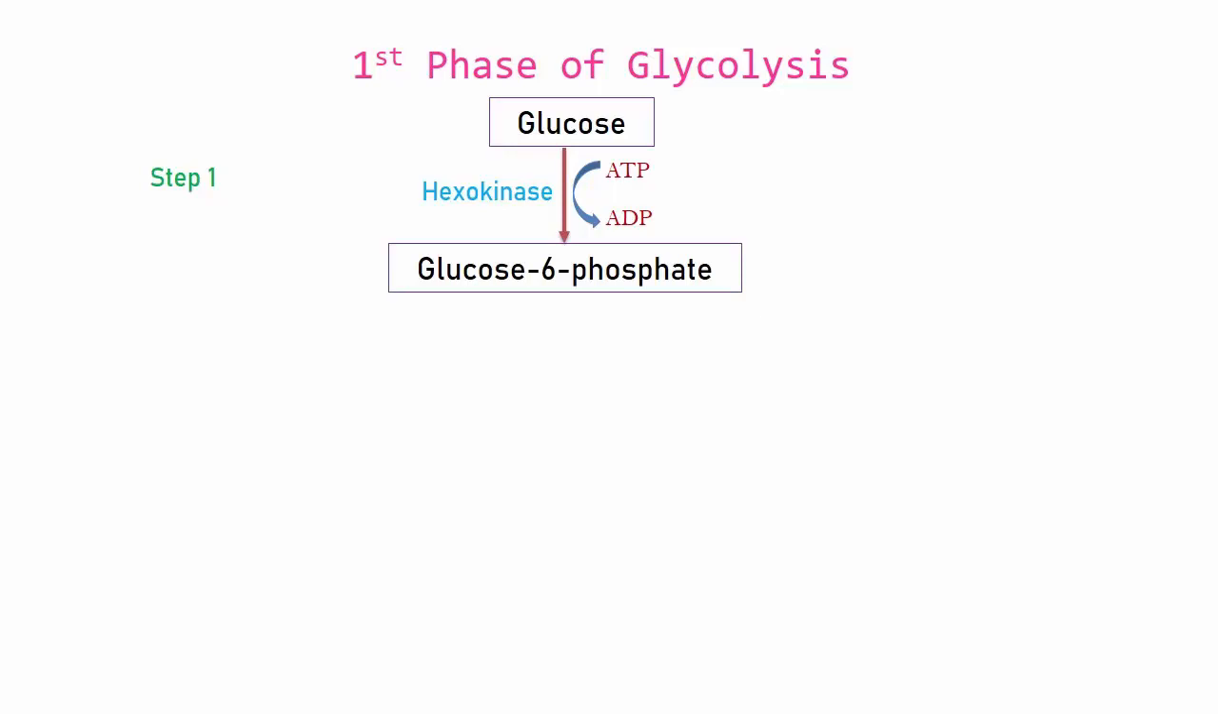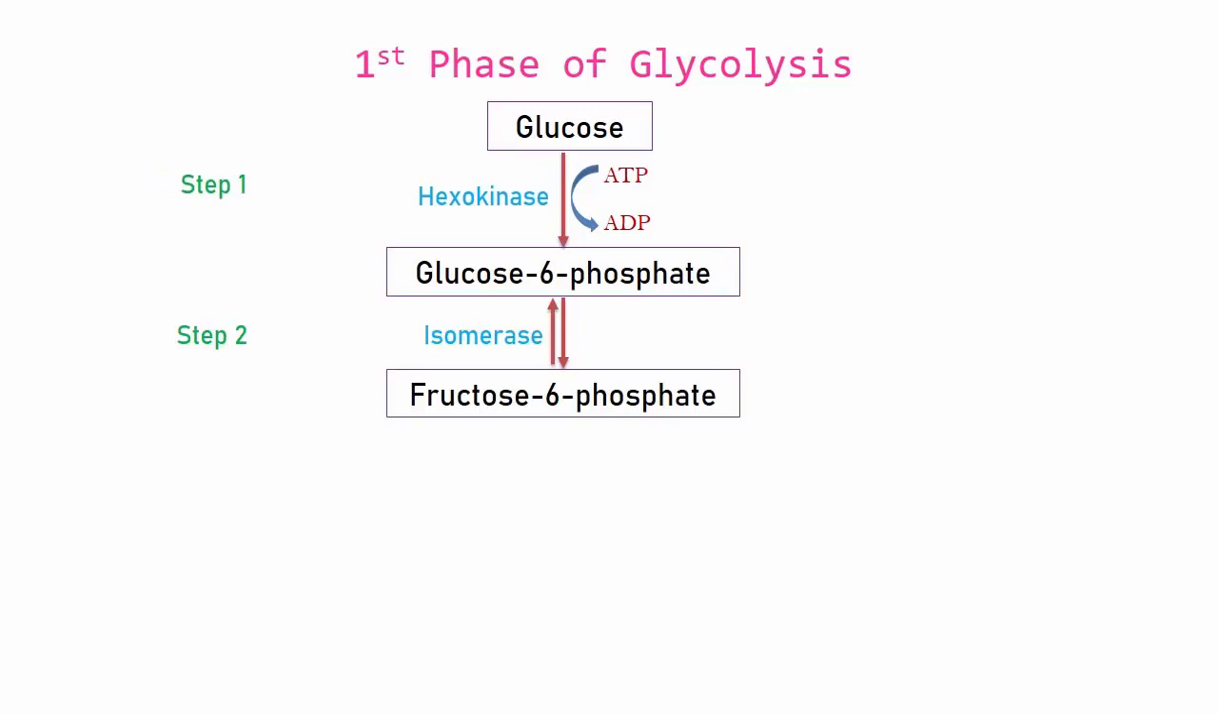We will see. The word hexo means 6, denoting the 6-carbon compound glucose, and kinases are a group of enzymes that catalyze phosphorylation reactions. So, the enzyme hexokinase transfers a molecule of phosphate from ATP to glucose and converts glucose to glucose 6-phosphate. In this reaction, the ATP molecule is converted into ADP. Hence, this reaction utilizes 1 molecule of ATP.